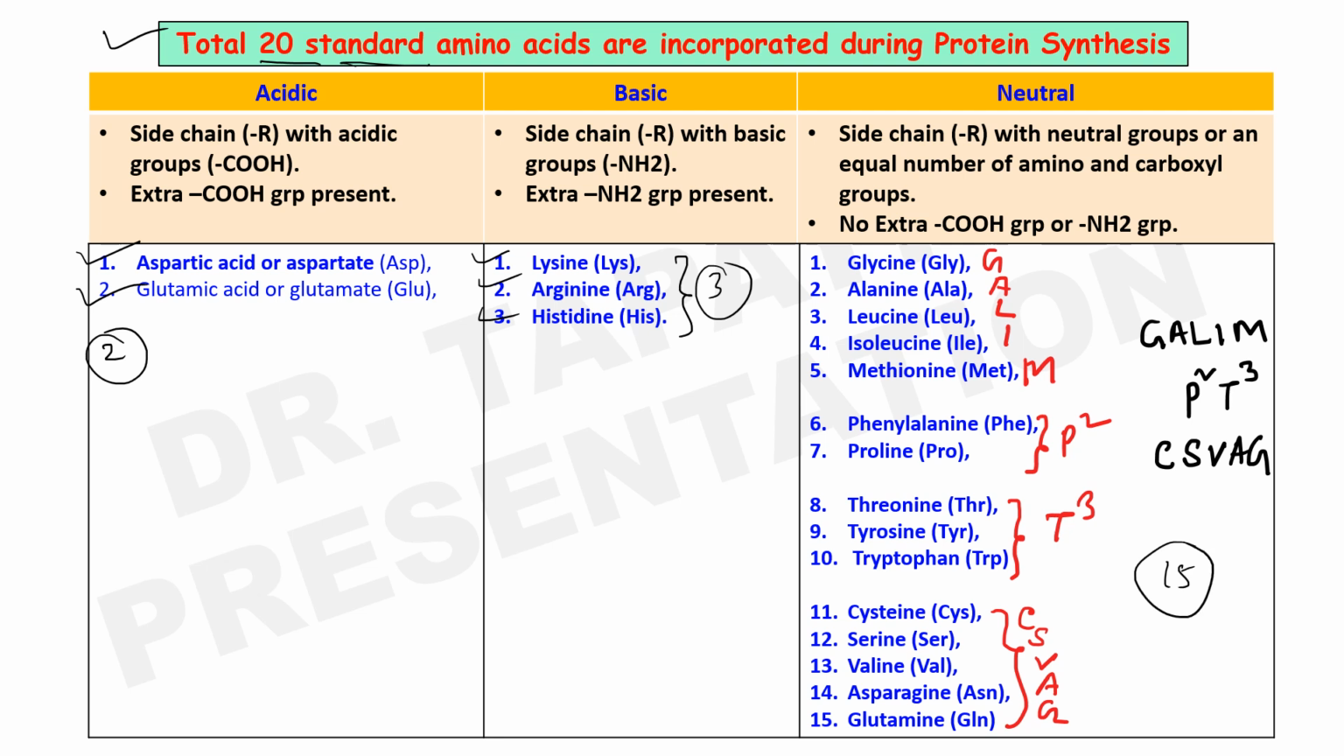In order to remember those names, you can follow this shortcut: Gallium P square TQ CSVAG. Gallium means G for glycine, then alanine, leucine, isoleucine, and methionine. P square means phenylalanine and proline. TQ means threonine, tyrosine, and tryptophan. CS means cysteine and serine. Then VAG, that is V for valine, A for asparagine, and G for glutamine.